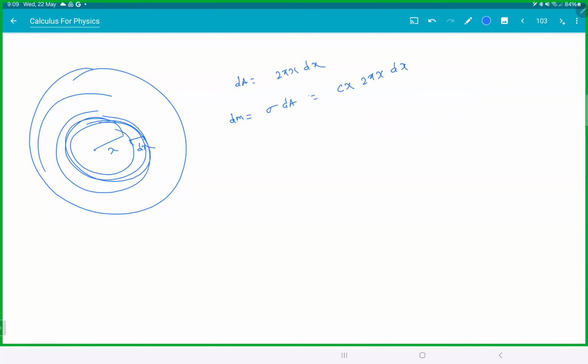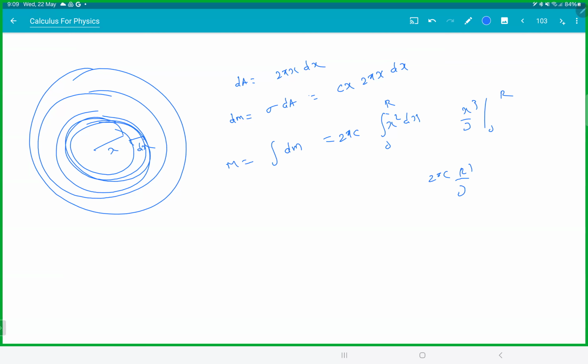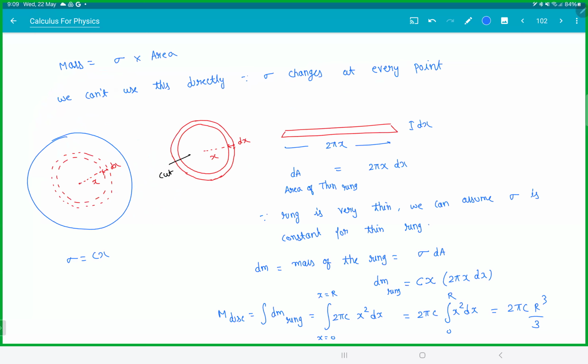So if you want the full mass of the disk, you have to add all of them. Add means summation. Summation means integral. So this would be 2 pi c, and that would be x square dx. X square integral is x cubed by 3. Put limit 0 to r, and that would be 2 pi c r cubed by 3. Please have a look at the steps.